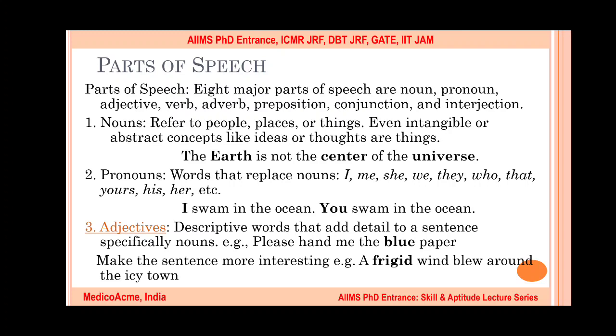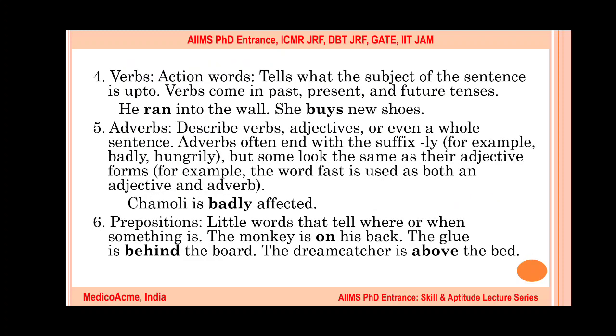So adjectives are those things which give special weightage to the noun, so they make the sentence more interesting. You can see, a frigid wind blew around the icy town. This kind of thing is always used while speaking. So these are parts of speech. Nouns and pronouns make the sentence, and they are all used in the sentence to give delivery.